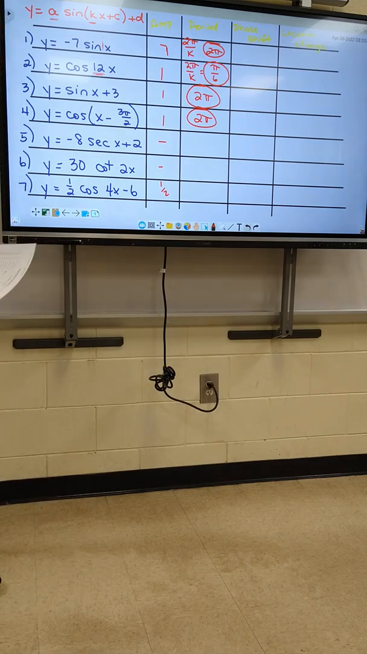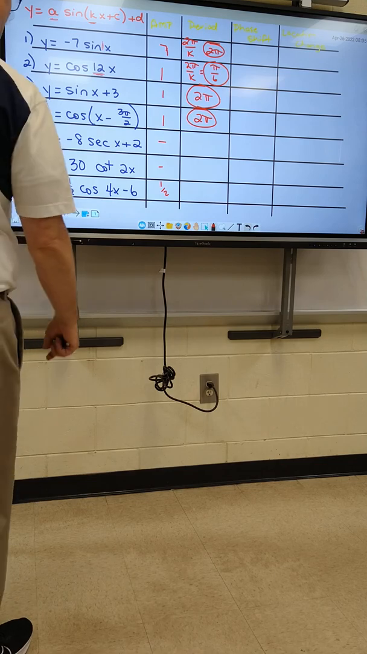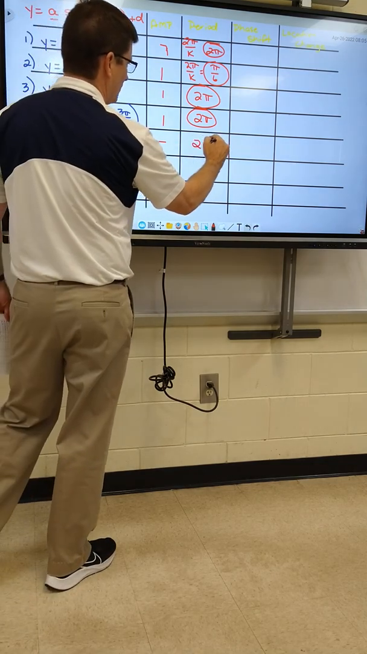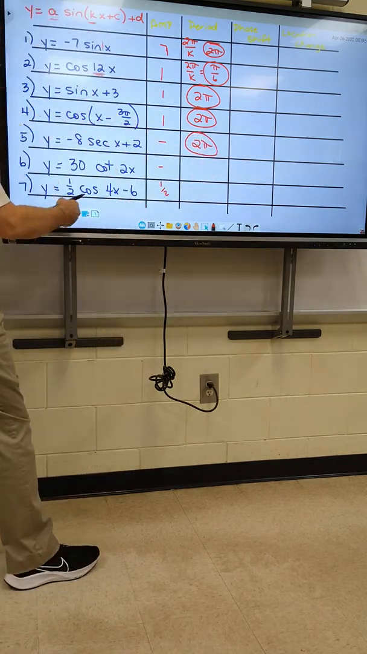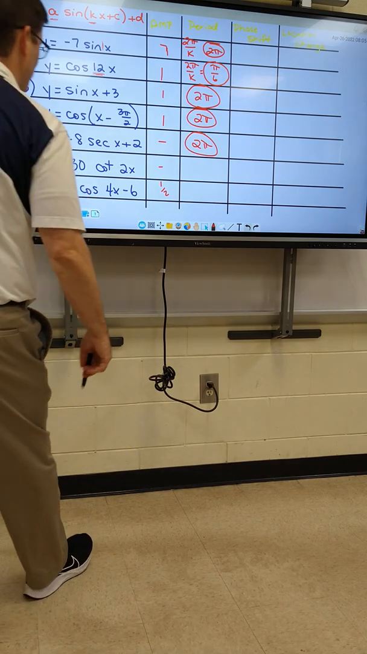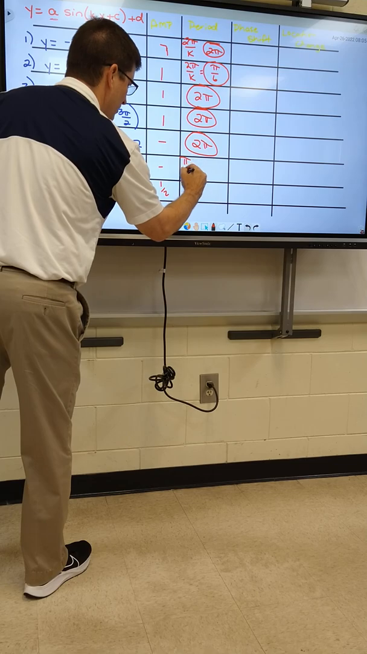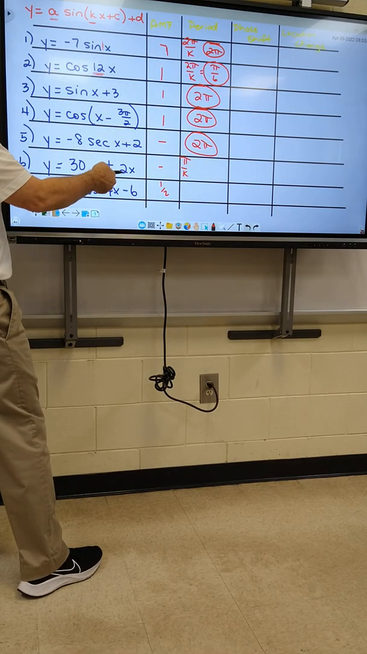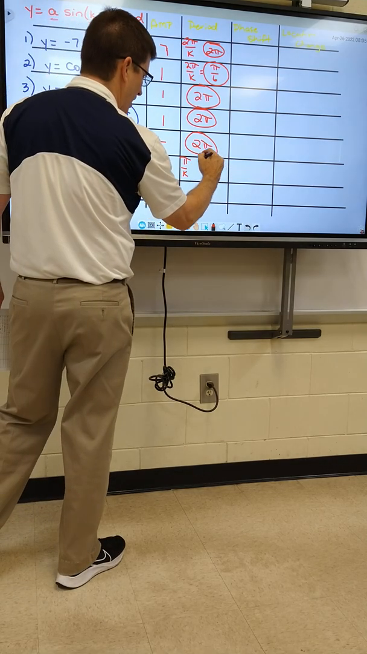All right, number 5, is this one of the new formulas, secant? What's the formula for secant? Same thing, 2 pi over k, so it's 2 pi. All right, how about 6? Is this a new formula, cotangent? Yep, that's a new formula. That was just pi over k. All right, so you look at the number in front of x, it's 2, so that'll be pi over 2.